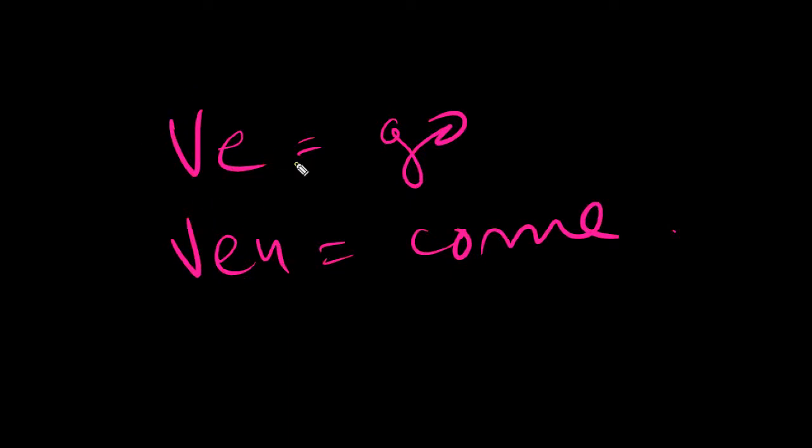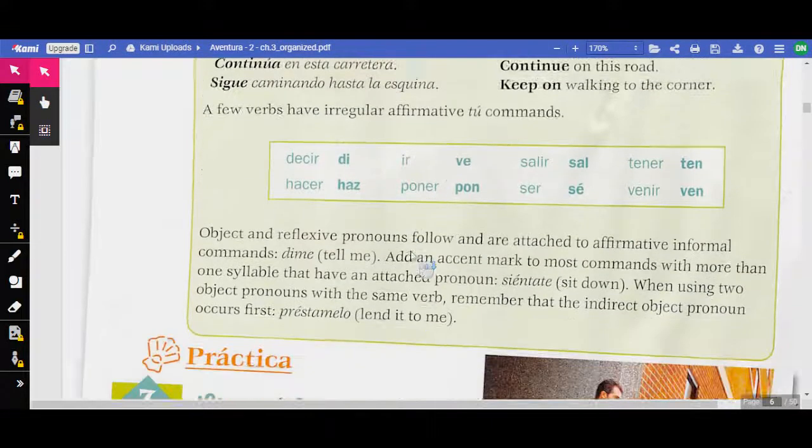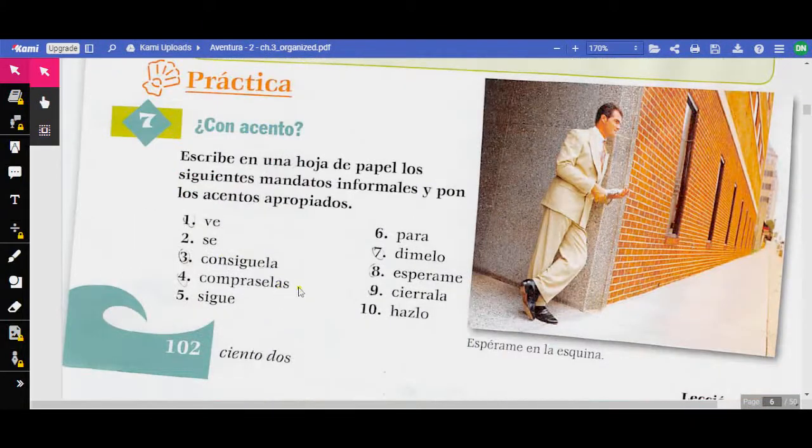So be careful with these two because one is come, ven, and one is go, ve. So that could be like ve para allá, go over there, or ven para acá, come here. So this one is go, this one is come. This is important. Just keep that in mind. Okay, so that is so far in page 100 and 102.